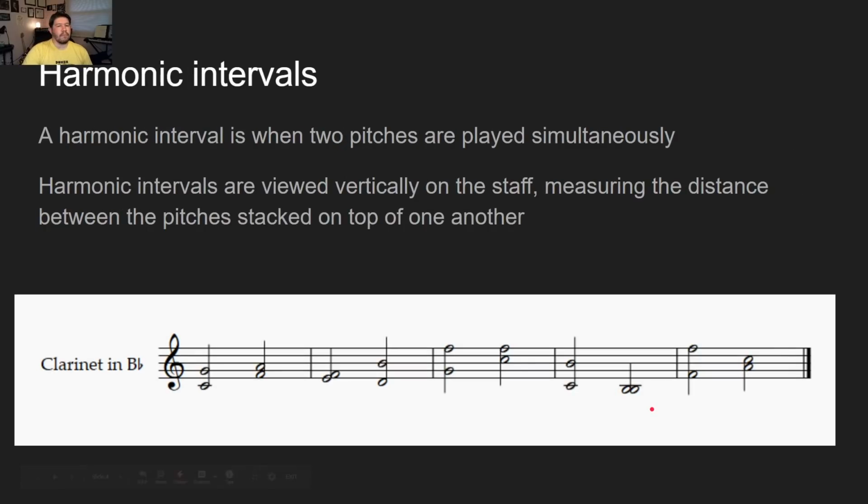Now, when we talk about harmonic intervals, a harmonic interval is the space between two pitches that are played simultaneously. So when we play in succession, like with the melodic intervals, they're one after another. Simultaneously means they are happening at the same time. So when we're looking at this, we're looking at the notes that are stacked on top of one another. Now, could we find the interval between the pitches going left to right? Of course we can. But that is no longer a harmonic interval if we do that. Harmonic intervals only exist going vertically.